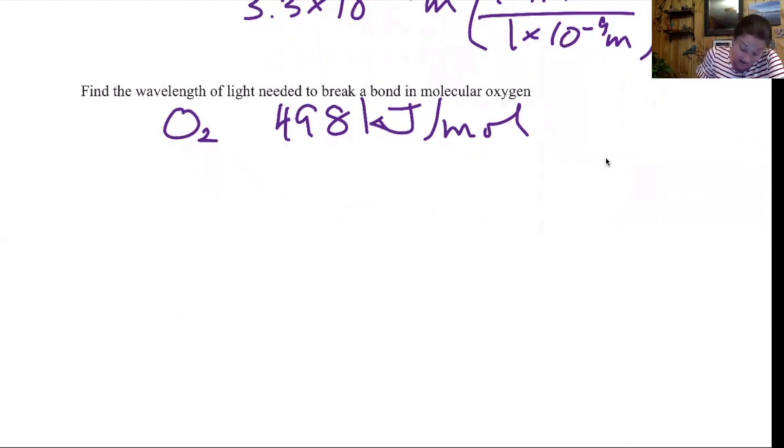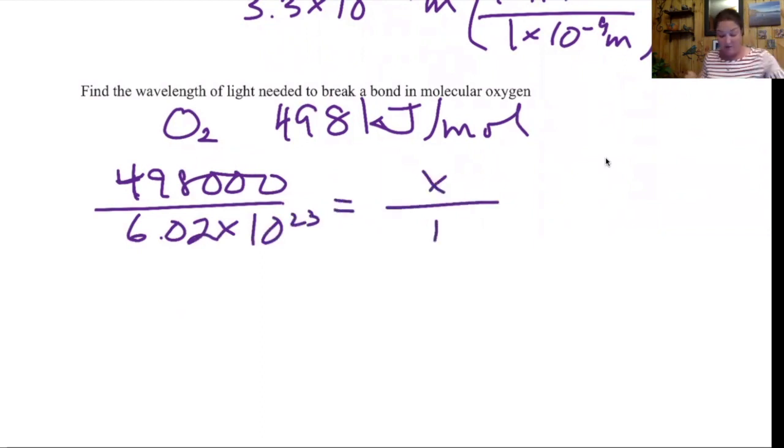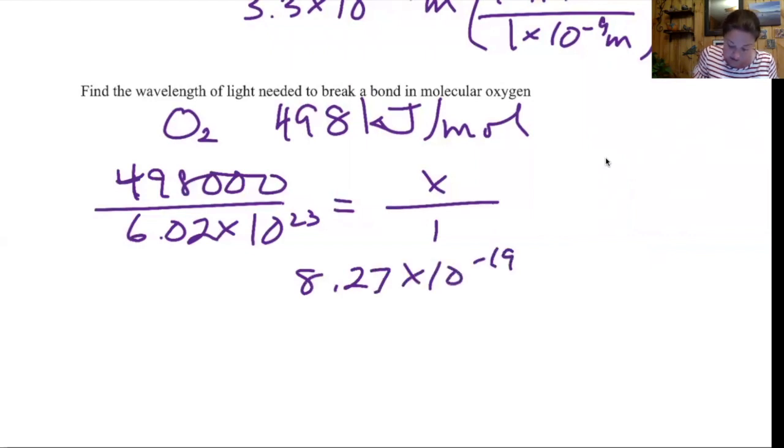I'm going to go ahead and solve it. 498,000 for 6.02 times 10 to the 23rd molecules. How much for just one molecule? So 498,000 divided by 6.02 E23 gives me 8.27 times 10 to the negative 19th joules.